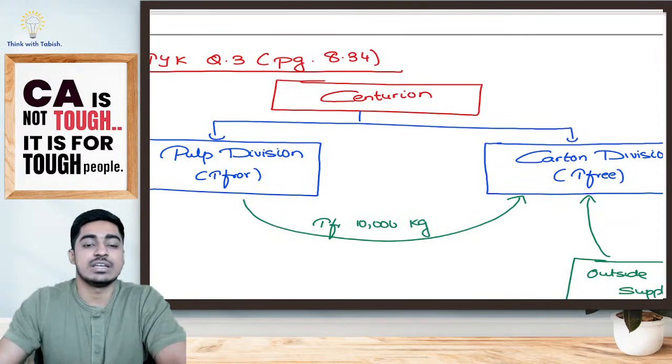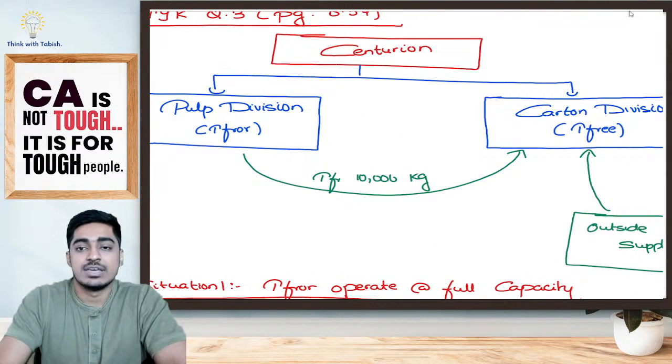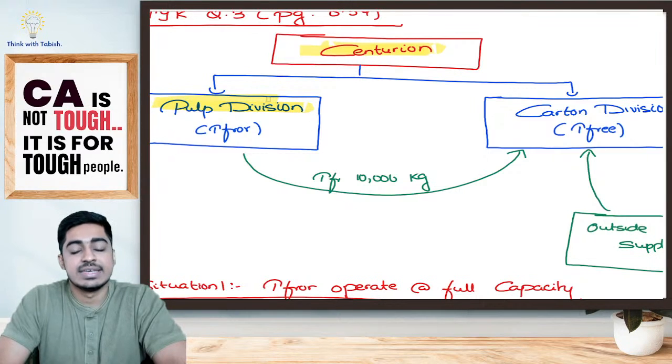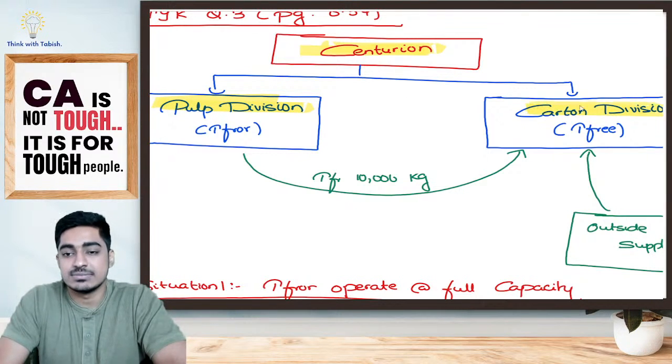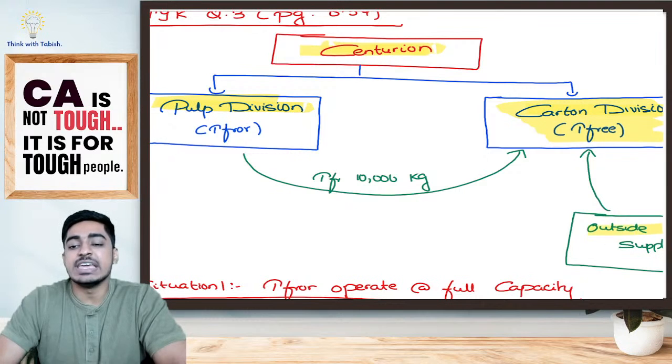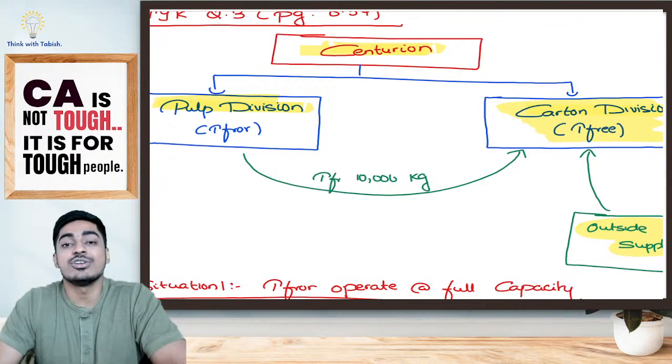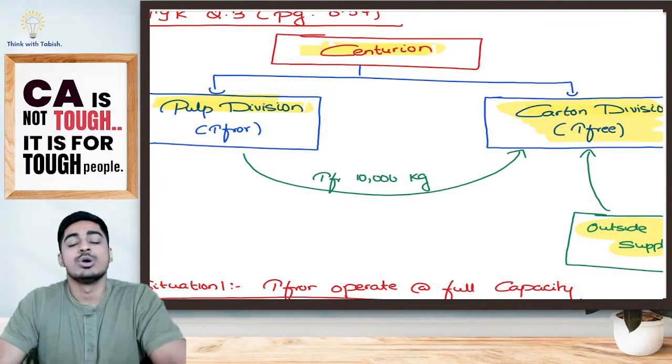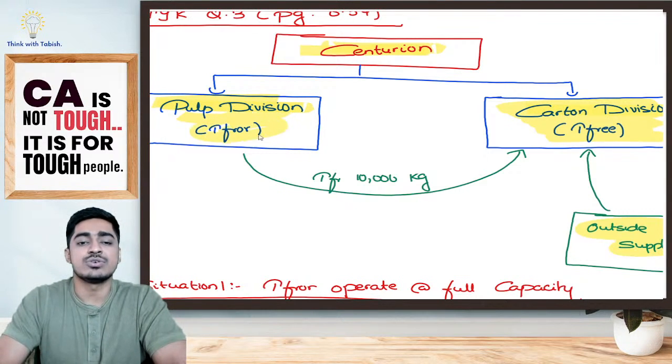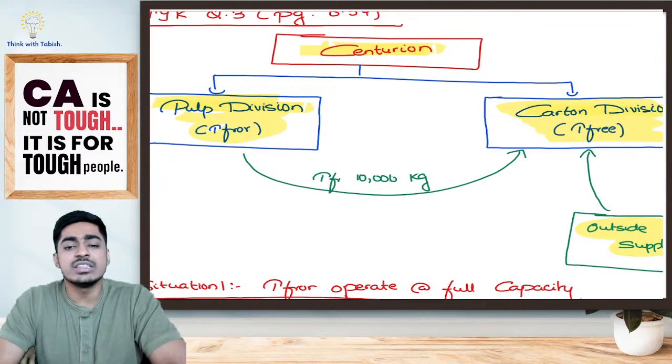What is the question telling? Look at this. At Centurion, we have two divisions. Firstly we have the pulp division. Again we have the carton division, which is a company we have recently acquired. At present, what is the carton division doing? It is buying from an outside supplier at 210 rupees minus 10% discount. What is the president telling? You have the pulp division only. If possible, why don't you get 10,000 kg pulp from within? What we need to see?